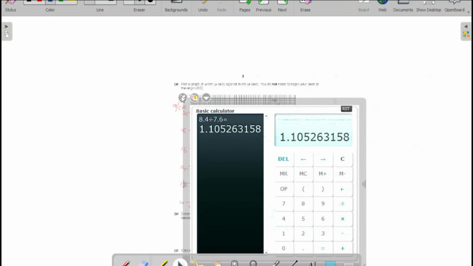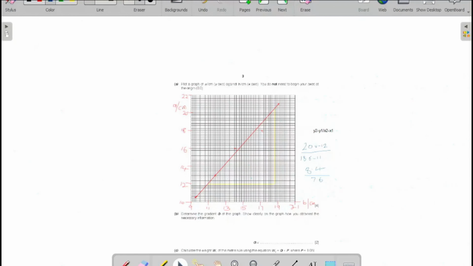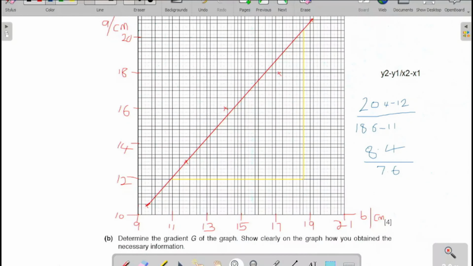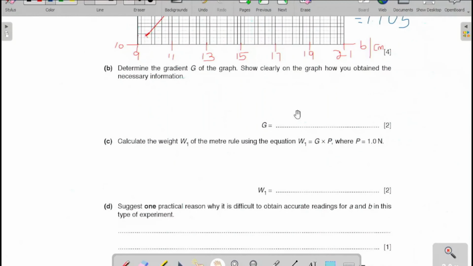1.105. So our answer here is 1.10. Let me write it properly. 1.105. Let me just leave it in two significant figures. So I'll have it as 1.1. That is my gradient. I'm having my gradient as 1.1.